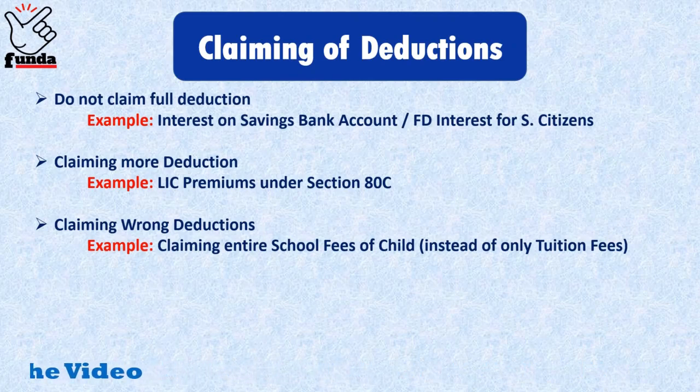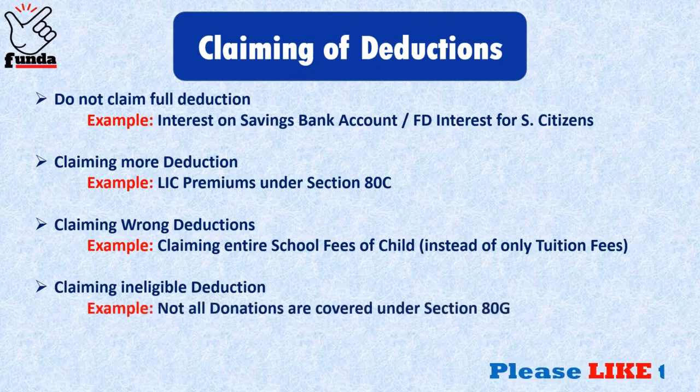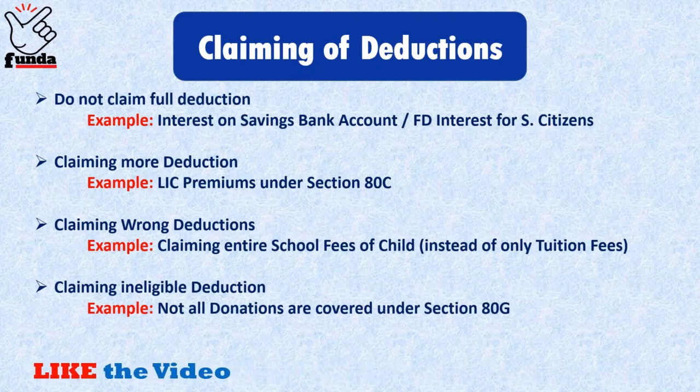The next common mistake is claiming ineligible deduction. For example, any donations made to anyone are not available as a deduction under Section 80G. To claim deduction under Section 80G, donations need to qualify the test of Section 80G conditions.